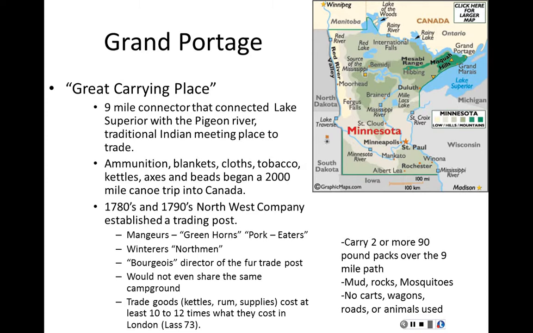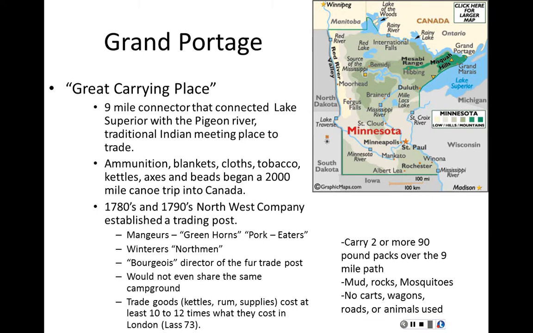So what kind of goods are they trading? Kettles, rum, supplies. And by the time they get inland, they've jacked the price up at least 10 to 12 times what they cost in London. So if you get some rum and it's $1 in London, by the time you trade it to a Native American on the interior of the country, you're charging $12. So economically, this trade is exacting a pretty heavy toll in terms of resources like beaver, mink, moose, otter, in exchange for really, really overpriced goods.